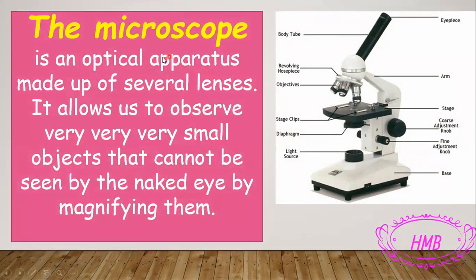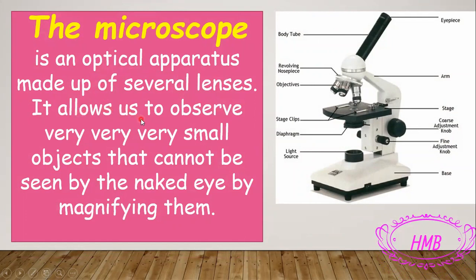Let's see. What is a microscope? A microscope is an optical apparatus. Optical is related to eyes, so that I look through it. Apparatus means machine. It's made up of several lenses inside it. That's why it's optical. Why do I use a microscope?